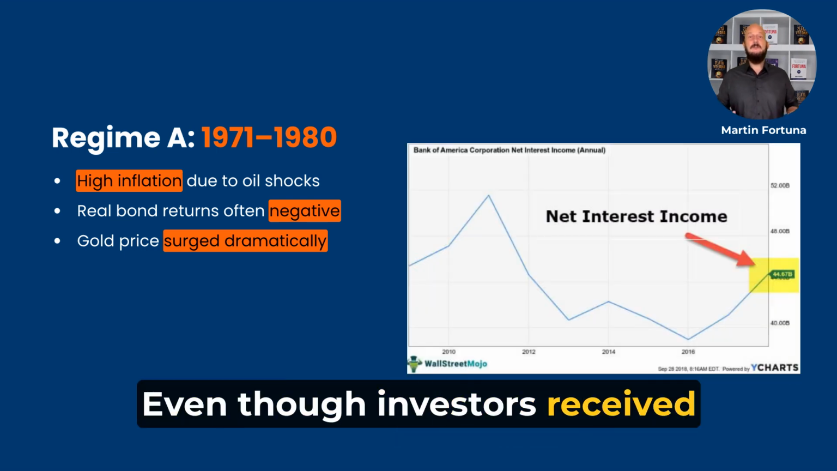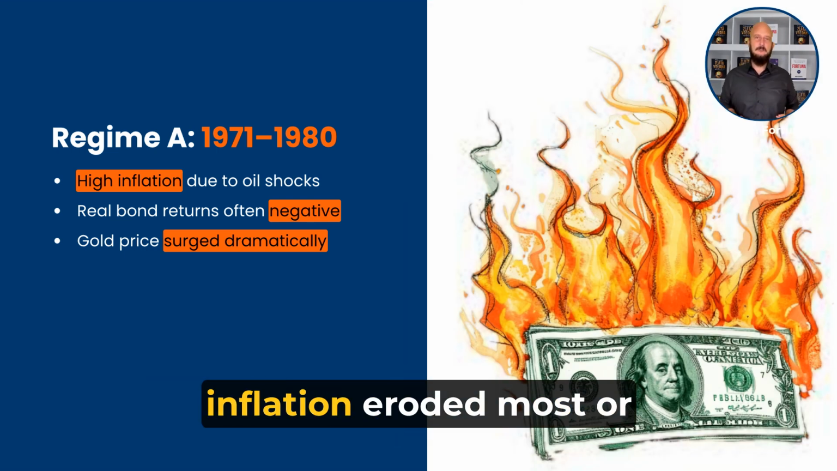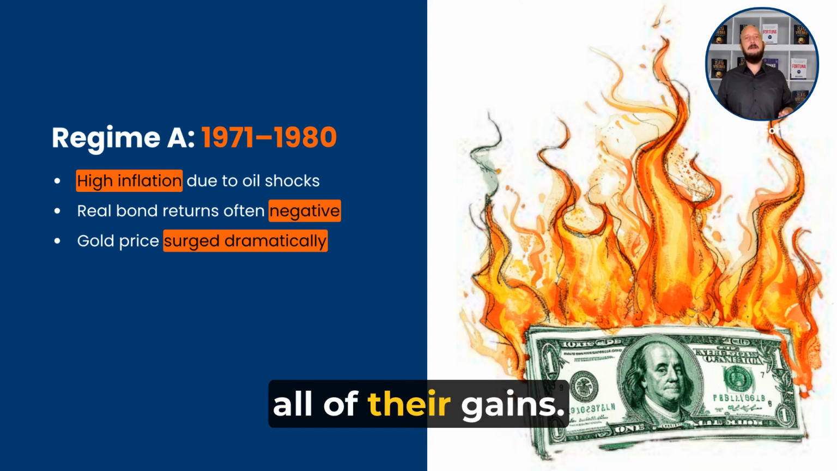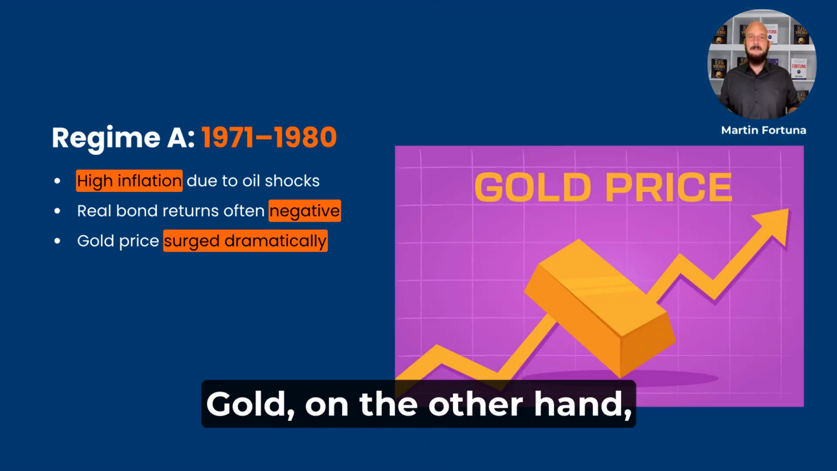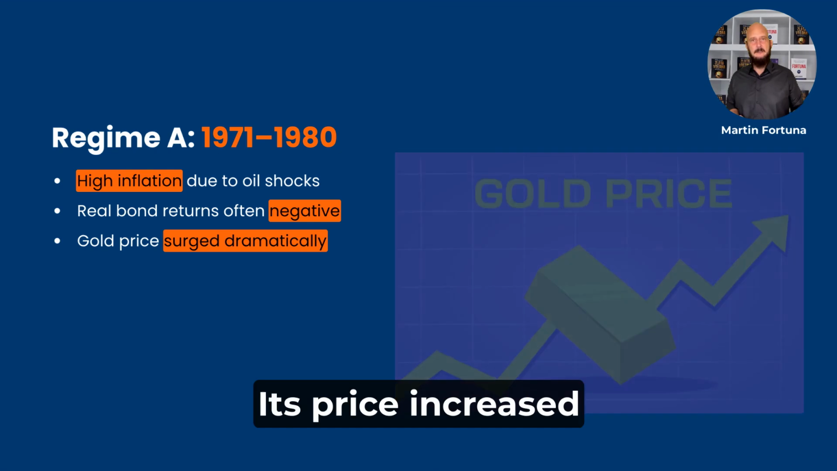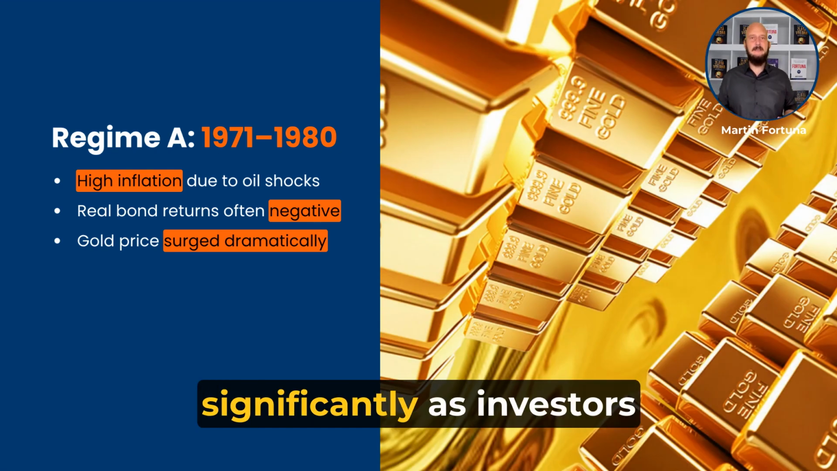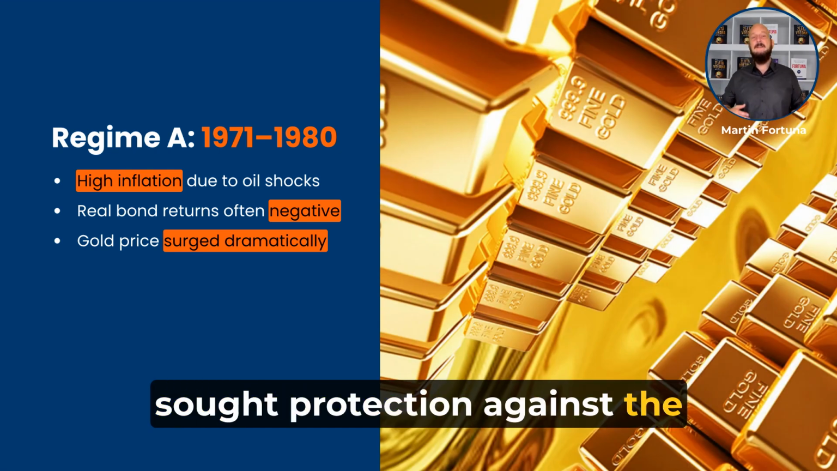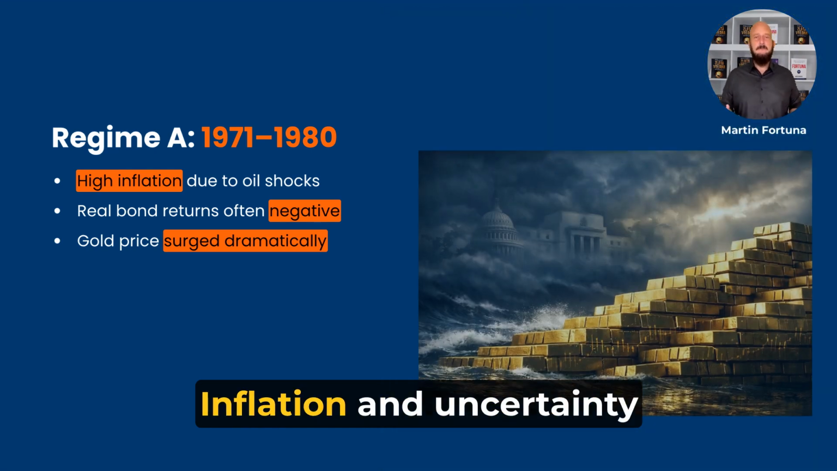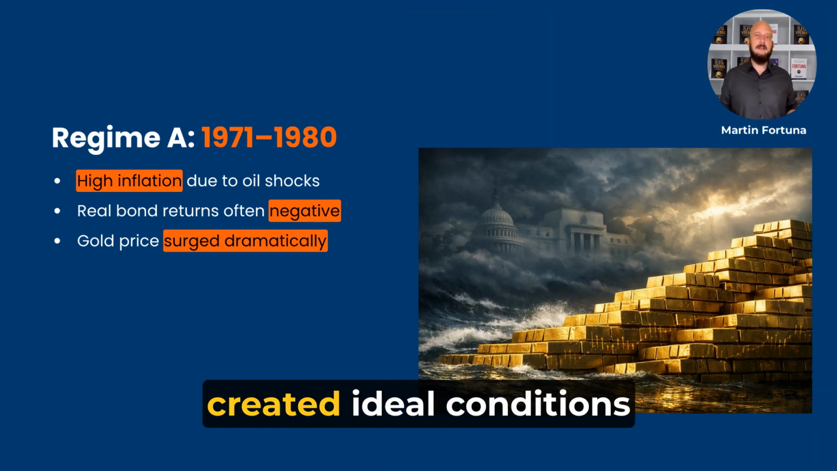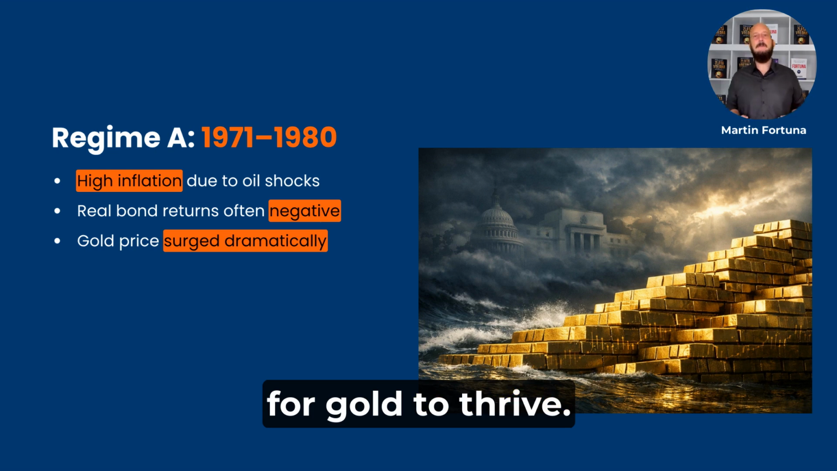Even though investors received interest payments, inflation eroded most or all of their gains. Gold, on the other hand, experienced a dramatic surge. Its price increased significantly as investors sought protection against the loss of purchasing power. Inflation and uncertainty created ideal conditions for gold to thrive.